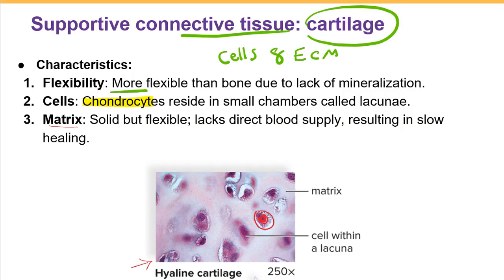So it's solid but flexible, and it's also avascular, which means that it does not have any blood supply or blood vessels. That's the reason if you break cartilage, there is no bleeding, and also no pain, because it doesn't have nerves either. This lack of blood vessels results in slow healing. So if you damage your cartilage, it is very hard for it to heal by itself.